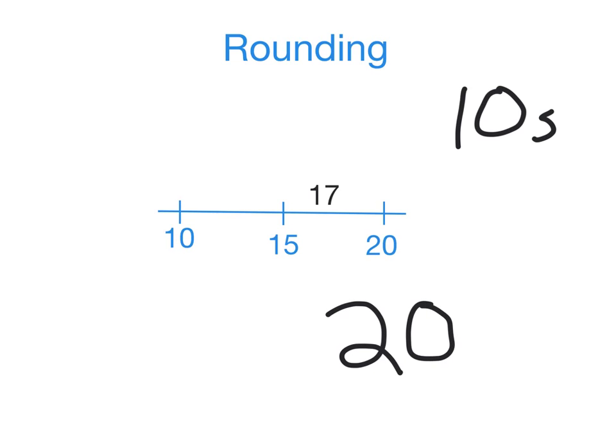to 20. The reason we use this magic number 5 as our marker for what we're going to round up or down, as you'll see in the next segment, is because it's the halfway point. So what we're really saying is anything that is 15 or greater is going to be closer to 20, and anything that is less than 15 is going to be closer to 10.